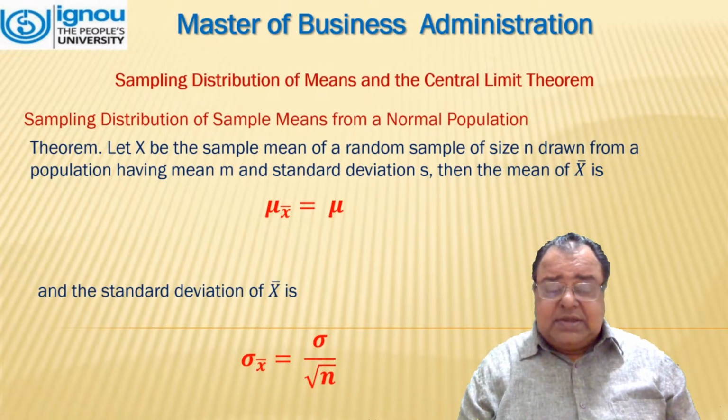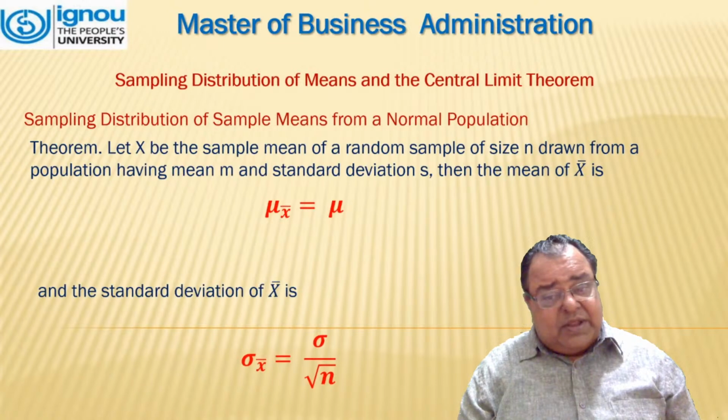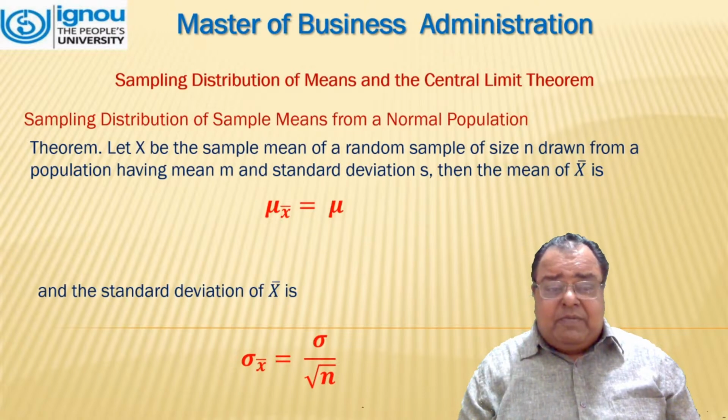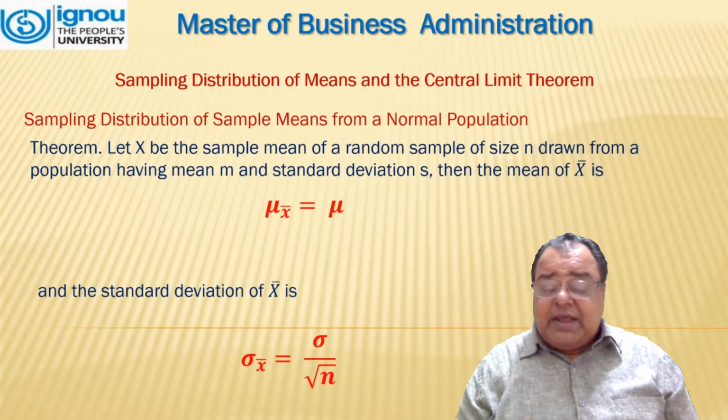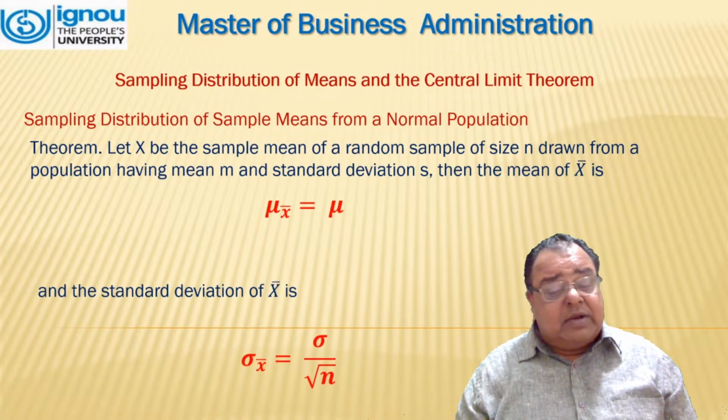Let x bar be the sample mean of a random sample of size n drawn from a population having mean mu and standard deviation sigma. In that case, the mean of x bar, mu x bar, is equal to mu, and the standard deviation of x bar will be sigma x bar equal to sigma upon square root n.